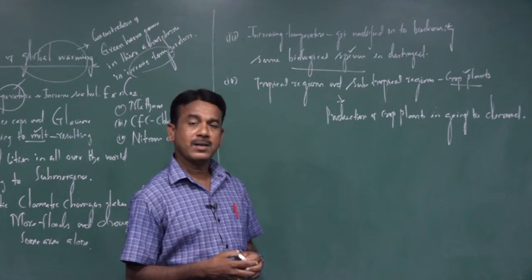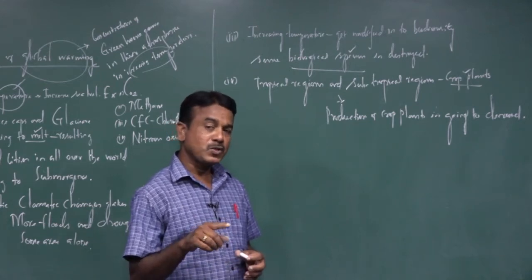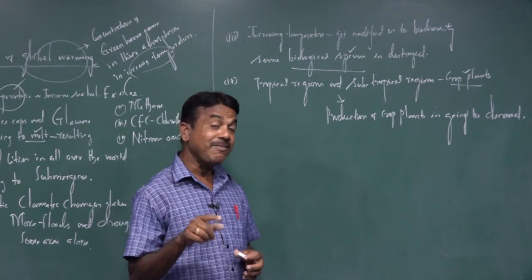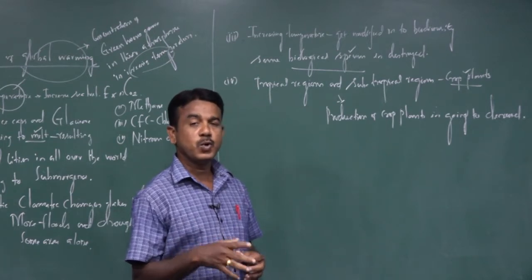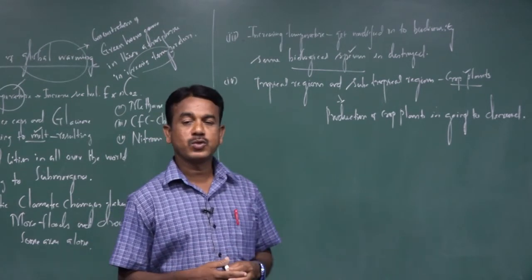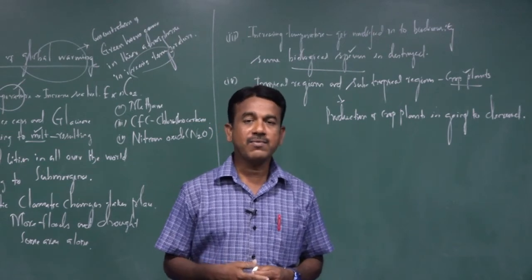The last aspect: due to increasing temperature, in tropical and subtropical levels where crop plants are usually cultivated, even if they can tolerate the high temperature, the level of food production is going to decrease. So those things are commonly called the effects of global warming.